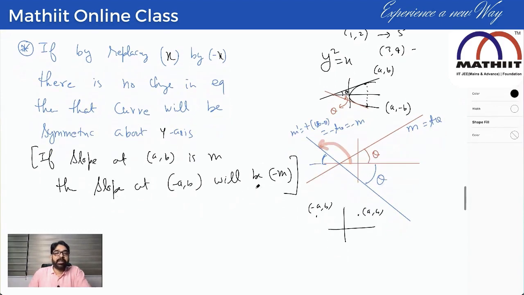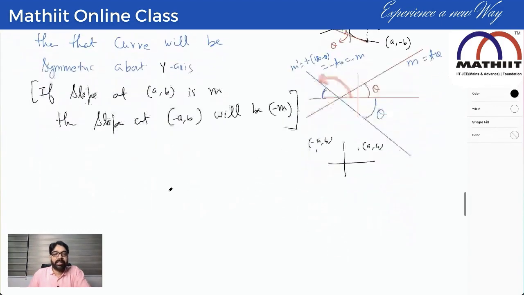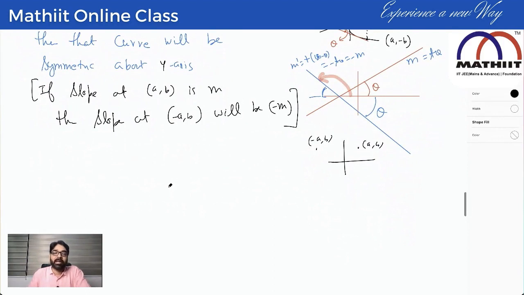When I'm talking about symmetricity, one last point, this is not related to tangent and normal, but I will just remind you, maybe you will remember. If you don't remember, you have to tell me. Suppose this is the line. This line's equation is x equal to a.